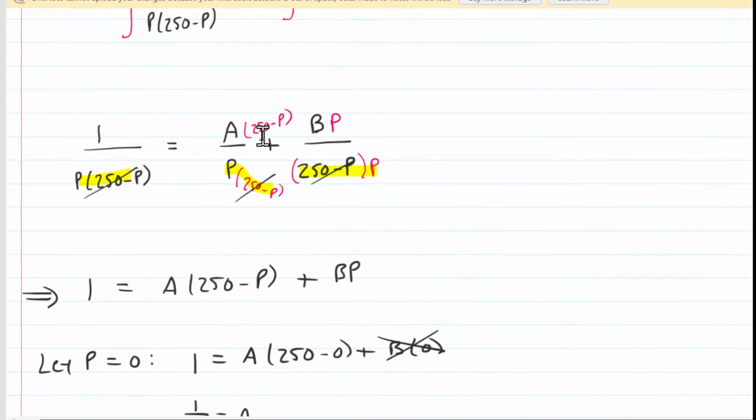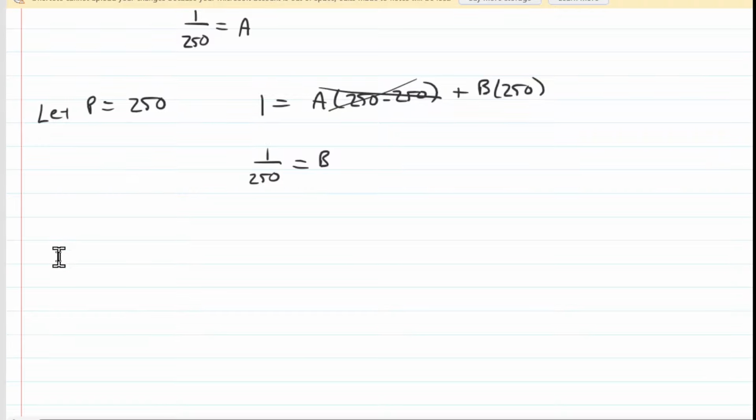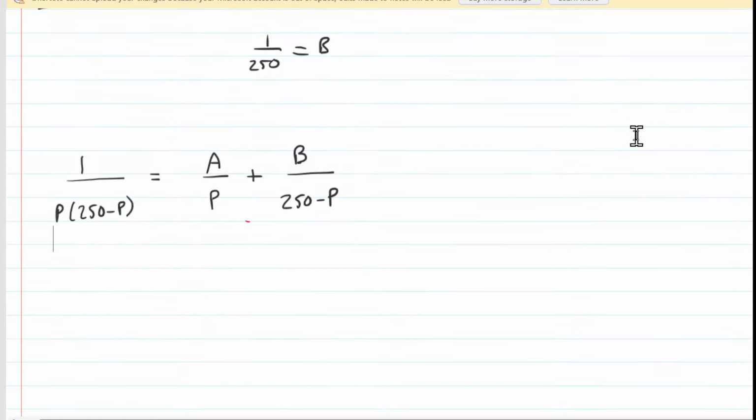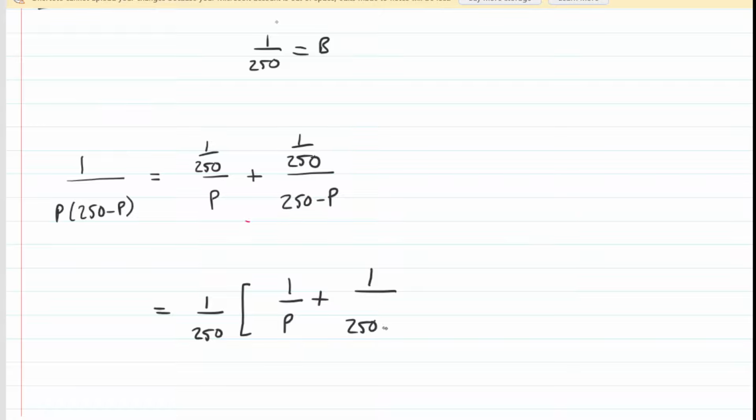So now we go back to our original partial fraction decomposition, which is given right here. And for both of the values of a and b, we're going to be filling in 1 over 250. And in fact, because the numerators are an equivalent constant, we can factor out the 1 over 250, and that would give us 1 over p plus 1 over 250 minus p. So that's the final partial fraction decomposition.